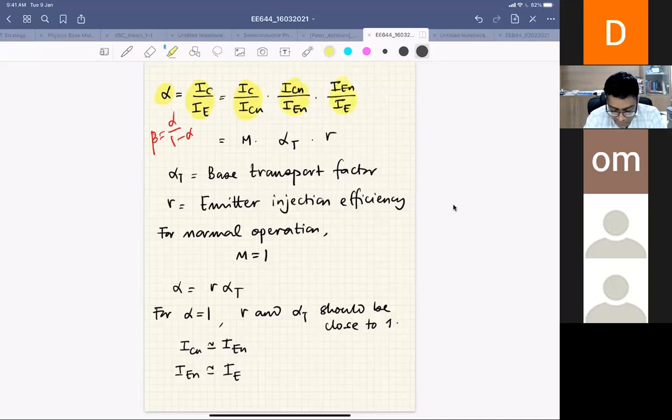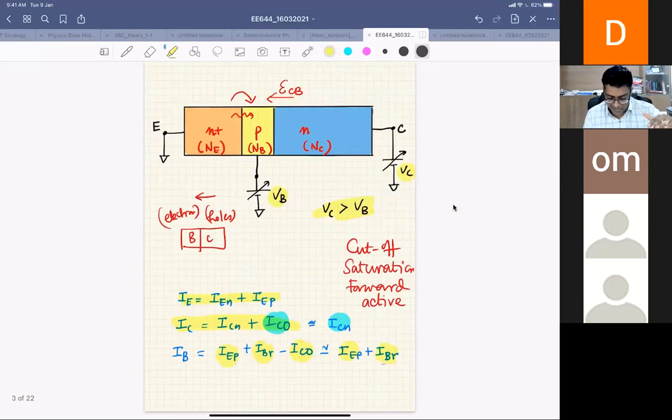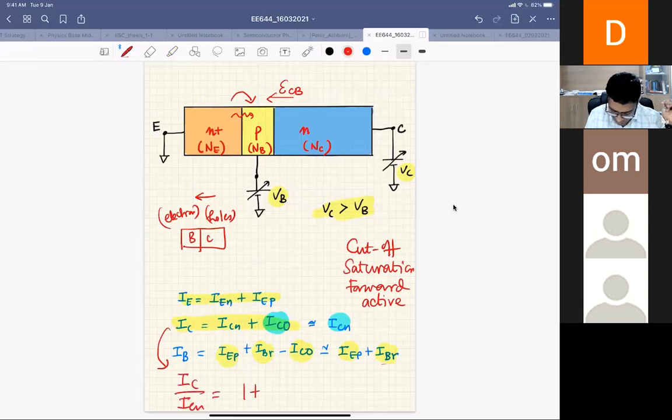So for IC by ICN, if I do that, this is nothing but 1 plus ICO by ICN, right? ICO by ICN generally we want to be small, but because this junction is reverse biased, as you go on increasing the reverse bias there might be a possibility of multiplication, avalanche multiplication and all those things. We'll come back to it later.